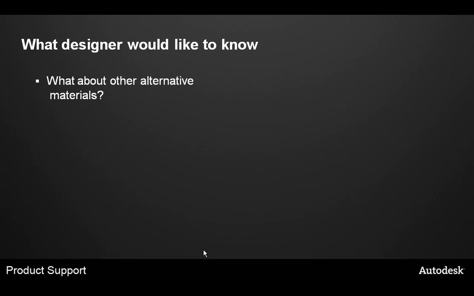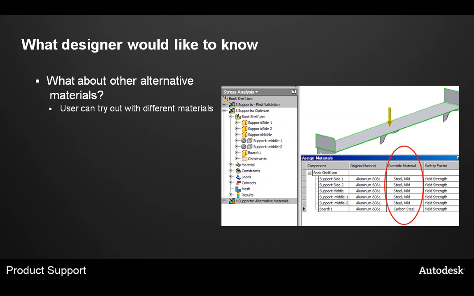In a similar manner, we can of course also optimize the material, so we can do what-if situations with alternative materials. You see an image here of what I did with mild steel and carbon steel. So you can just select different materials before running a new simulation, and you can do this with the assign materials command.